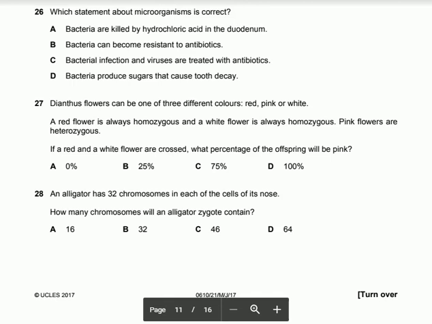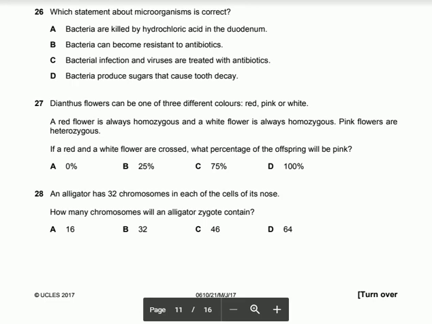Bacteria produce sugars. No, they produce acids and cause tooth decay. So tooth decay is caused by acids and not sugars. This is a common misconception students make while writing papers in the exam. So they don't produce sugars, they produce acid, which causes tooth decay.